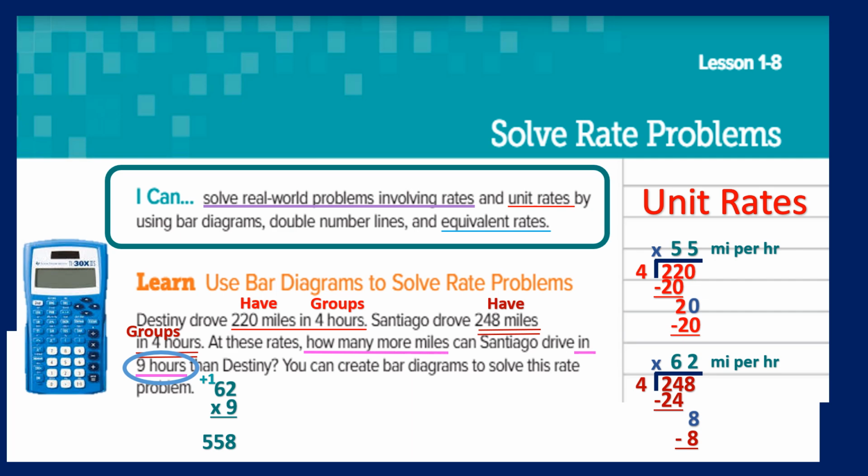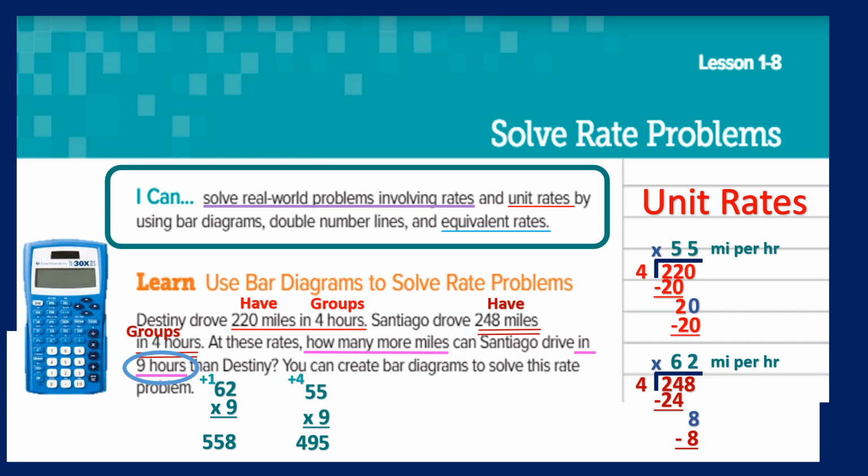And then 9 times 6 is 54 plus 1. Well, that's 55. Then I have to do the exact same thing with Destiny's rate, and that's 55 miles per hour. So I have to multiply it by 9 to see how far she will go in 9 hours. 9 times 5 is 45. Carry my addition of 4, and then 9 times 5 is 45 plus 4, and that's 49.